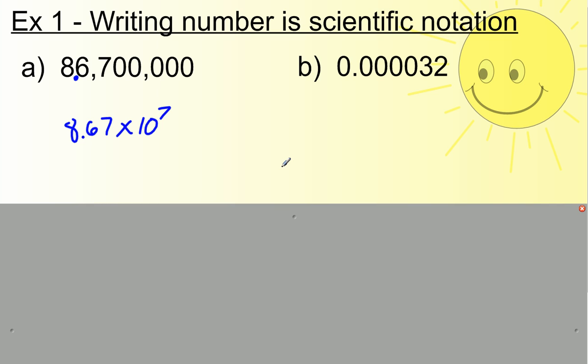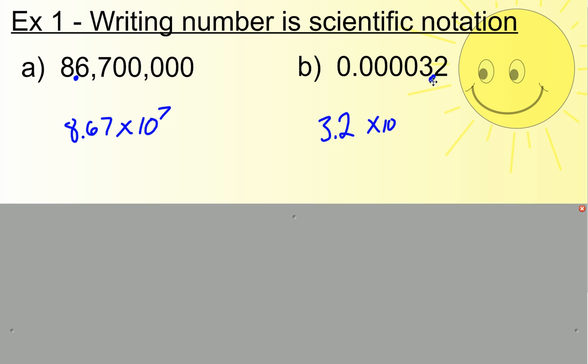Letter B. Letter B is a little bit different because now, instead of the number being a really big number, it's a really small number. It's 0.000032. But we can use the same basic method. We want the decimal to be right here. And so we're going to write the first part of our scientific notation, imagining our decimal there. So 3.2 times 10 to some power.